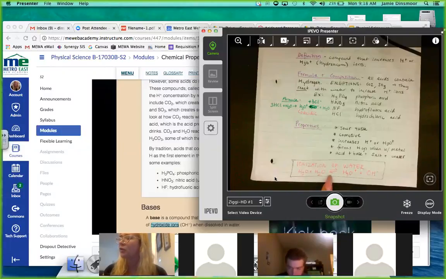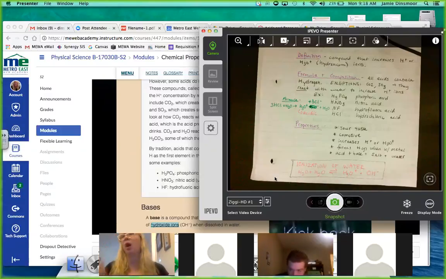Now, the reason there's 2 arrows here, an arrow going right and an arrow going left, is because this is happening both ways, right? So the water is not ionizing and staying ionized. It's ionizing and then going back to water, and then ionizing and then going back to water. And it's just continuing to switch between the 2.